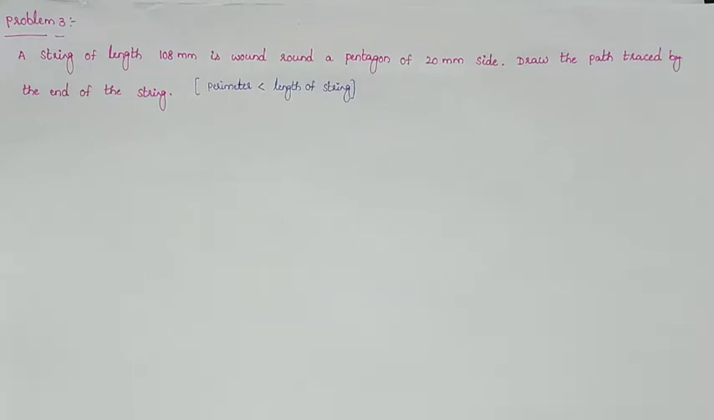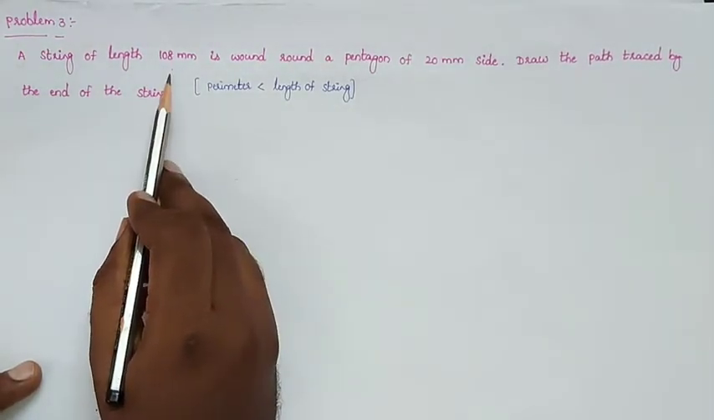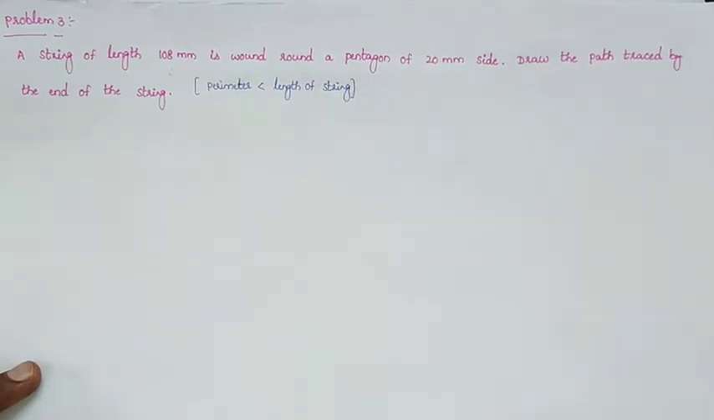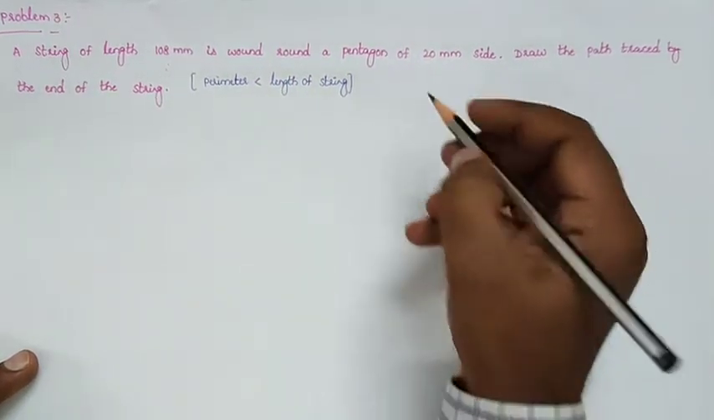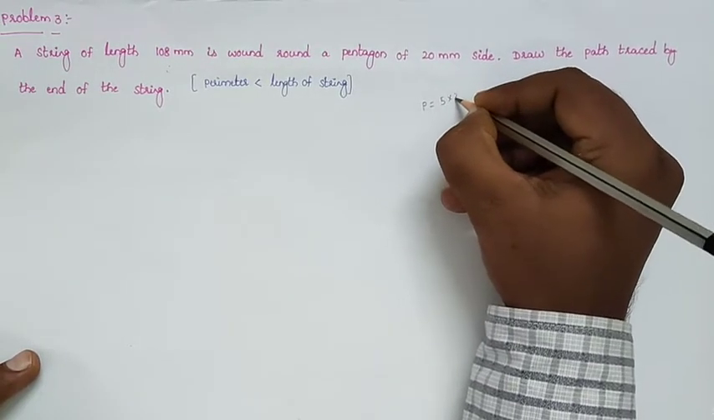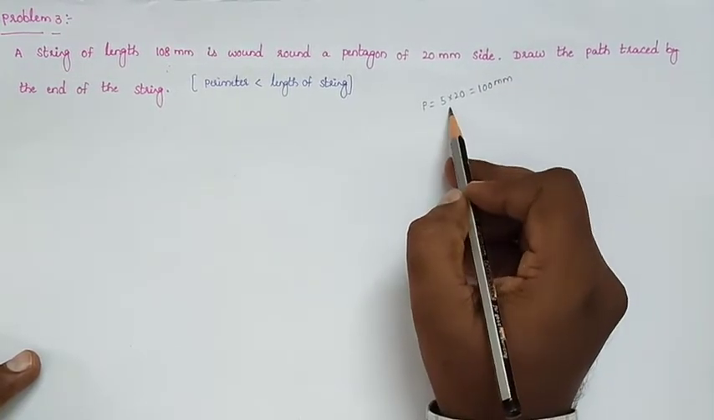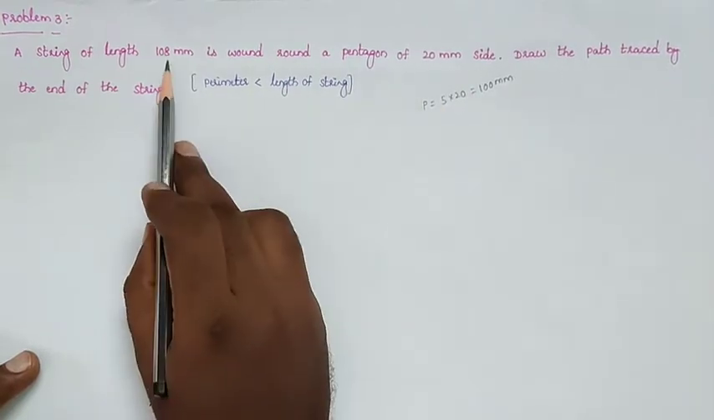This is problem number 3. A string of length 108 mm is wound around a pentagon of 20 mm side. Draw the path traced out by the end of the string. Here they are clearly giving that the length of the string is 108 mm, wound around a pentagon of 20 mm side. If you find the perimeter of that pentagon, we get 5 into 20, that is equal to 100 mm. So the perimeter of the pentagon is less than the length of the string.